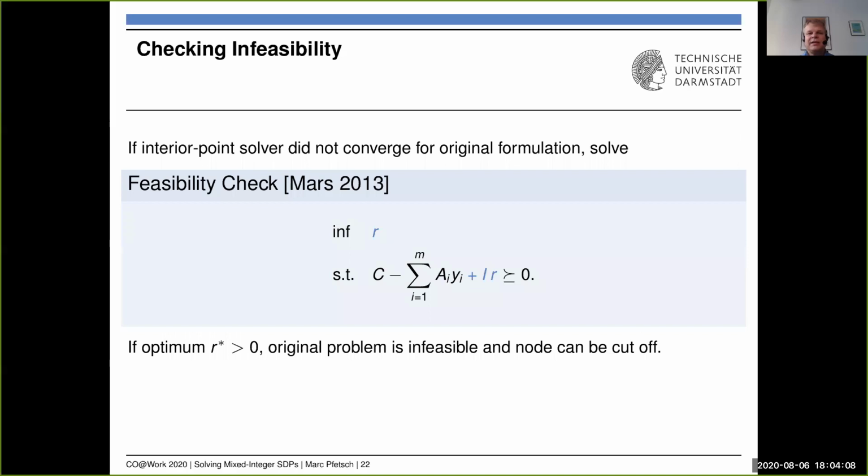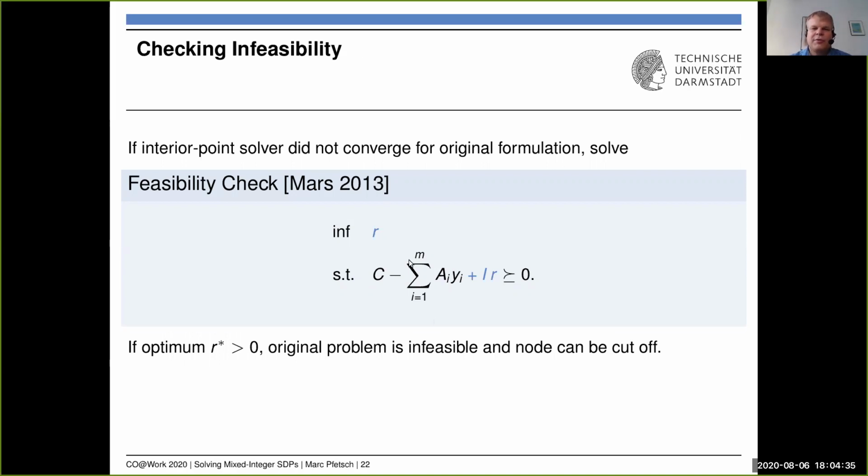So what can be done if we run into trouble? Obviously, it happens from time to time. If you, by the way, change the SDP solver to other ones, then this happens more frequently, that we run into the situation where we don't know. Here we can solve this so-called feasibility check SDP, which was suggested by Sonja Mars.